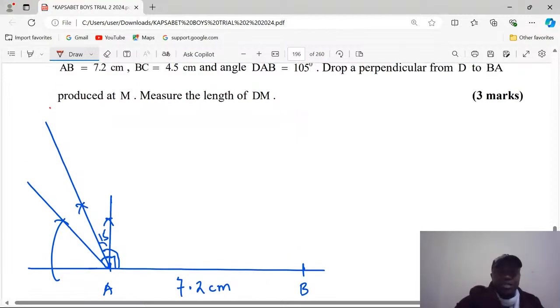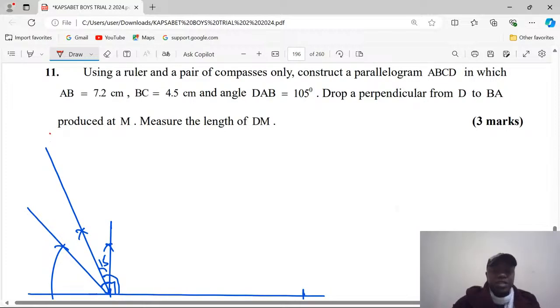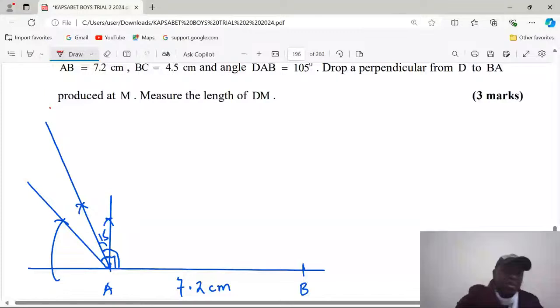from B to C. Remember, it's a parallelogram, which has two pairs of parallel lengths and two pairs of parallel lines, which are also equal. So BC being 4.5, then it means AD is also 4.5. So I'll measure 4.5 centimeters. And that means we can have our length of 7.2, and we stand at this point.